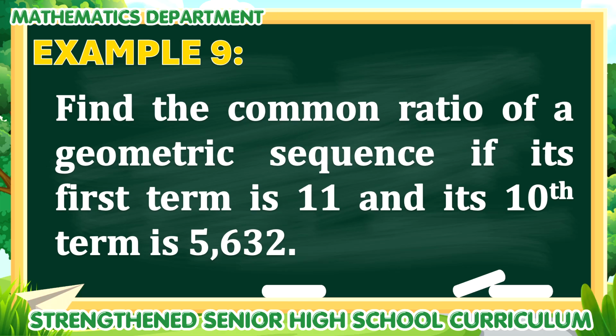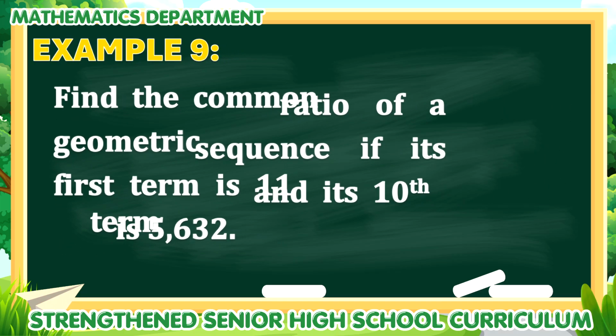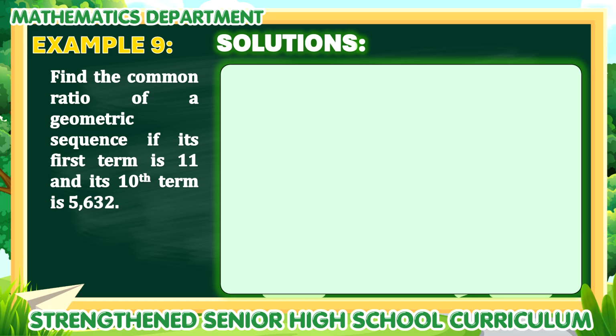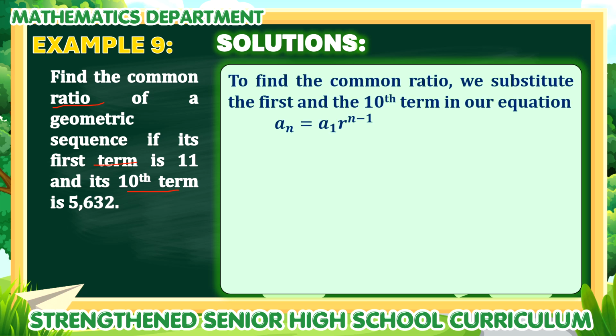For our example number 9, find the common ratio of a geometric sequence if its first term is 11 and its 10th term is 5,632. Alright, so to find our common ratio, take note again that we are looking for the value of r, not our nth term, because we are already given our 10th term and our first term here. So we'll be using the same formula, a sub n is equal to a sub 1 times r raised to n minus 1, and then we'll just have to substitute whatever is given in the problem.